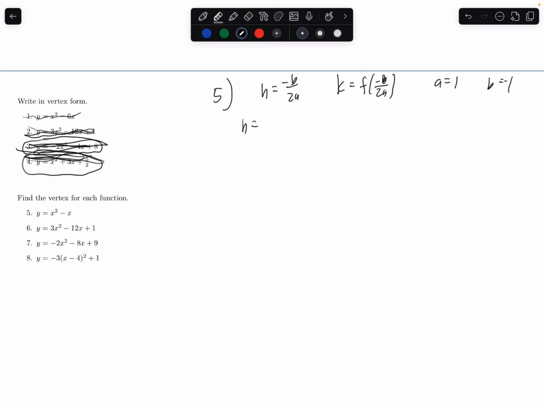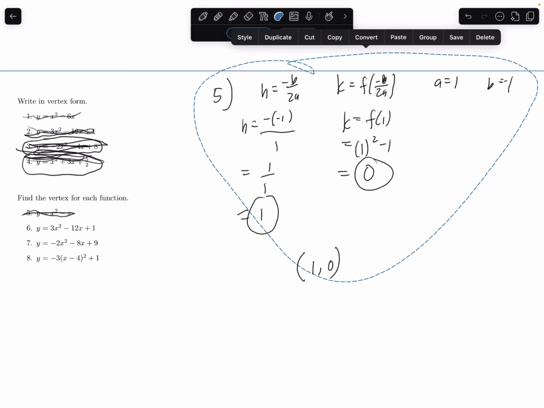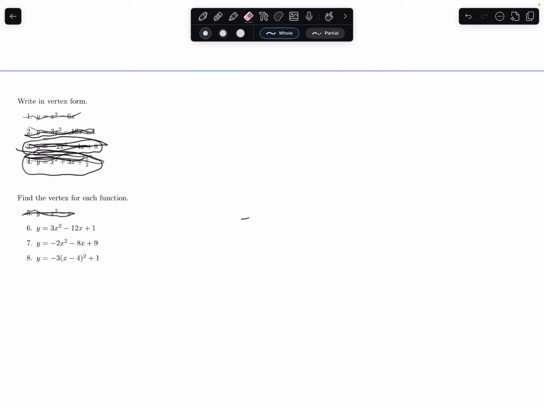H is negative of negative 1 over 1, which is 1 over 1, which is just 1. And k is f of 1, which in this case, looking at this function, is going to be 1 squared minus 1, which is 0. So what's my vertex then? Just 1, 0. Easy as that. You just get those two values, and those are the components of the vertex. So question 5 is done already. That was more efficient.